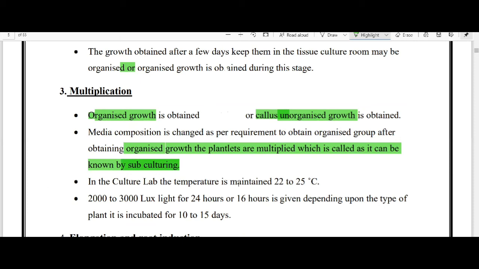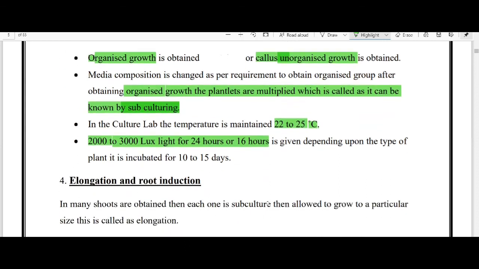In the lab, the temperature is maintained at about 20 to 25 degrees Celsius, which we have mentioned, and 2000 to 3000 lux light for 24 hours or 16 hours is given, depending upon the type of plant being incubated. These plants are incubated generally for 10 to 15 days.